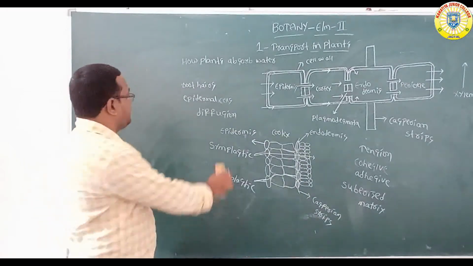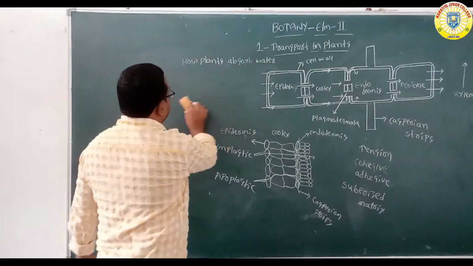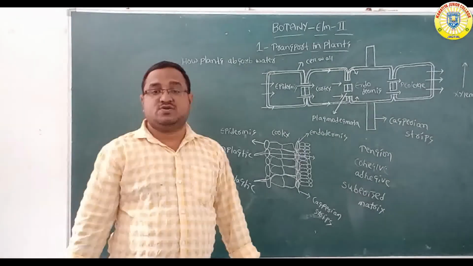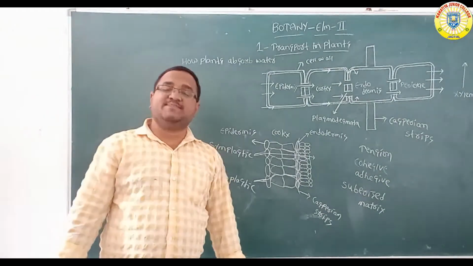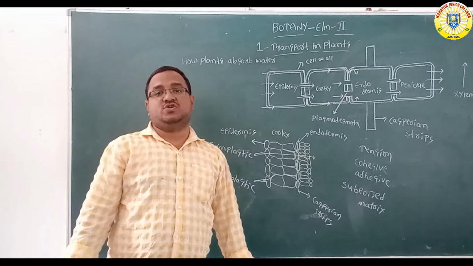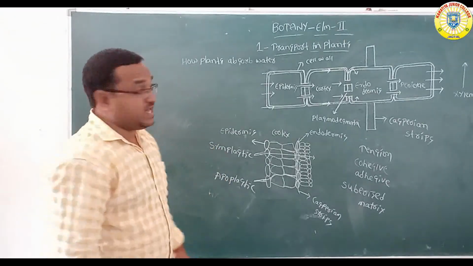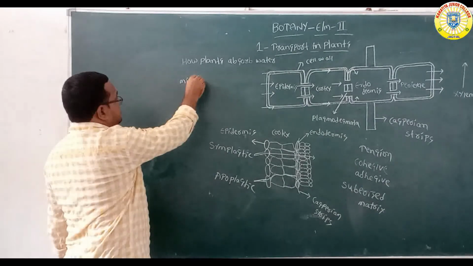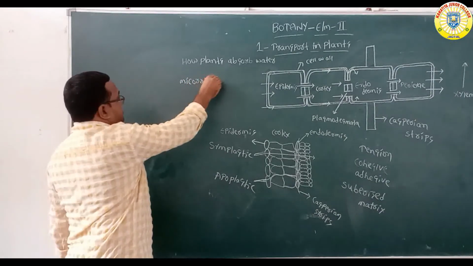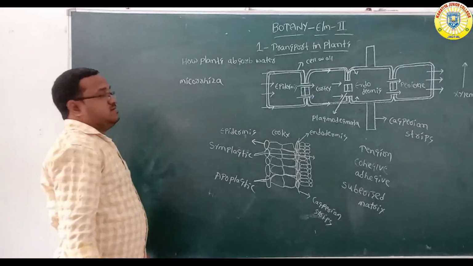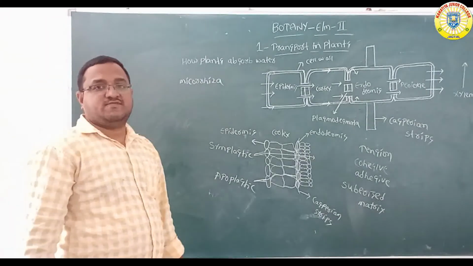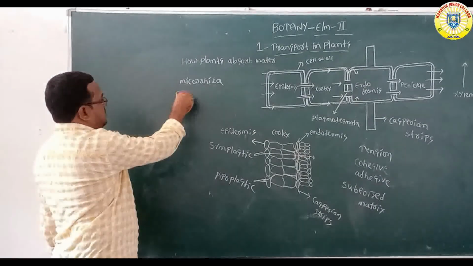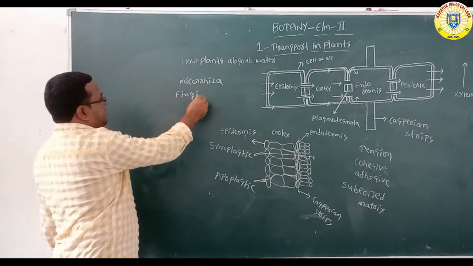Next small topic in that only. Some roots maintain symbiotic association with fungi. Some fungi maintain symbiotic association with plant roots. So that type of roots are called mycorrhiza. Some fungi maintain symbiotic relationship with plant roots.